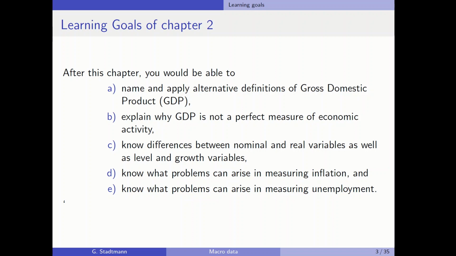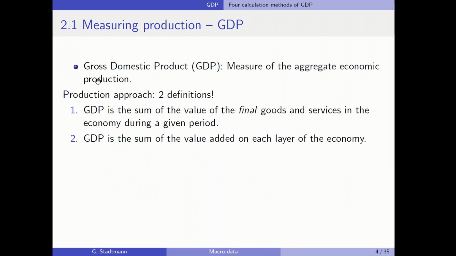Let's start with the first measure, GDP. And here we can come up with 4 different definitions of GDP. The textbook only talks about 2 definitions, but when you really read this second chapter, 4 different definitions pop up. So GDP is a measure of the aggregate economic production. If you want to, it can be regarded as the mountain of goods and services produced, the value of this mountain of goods and services produced.